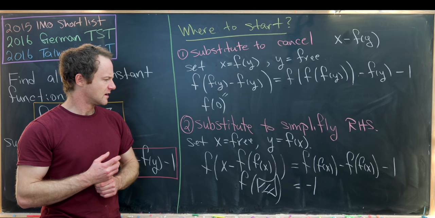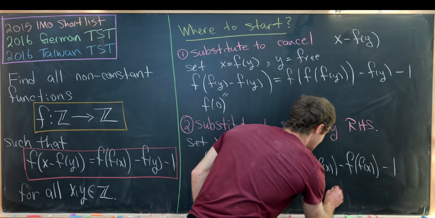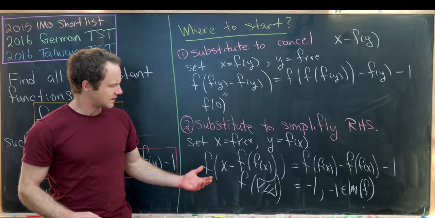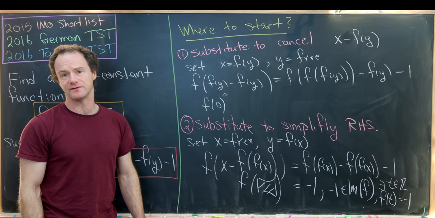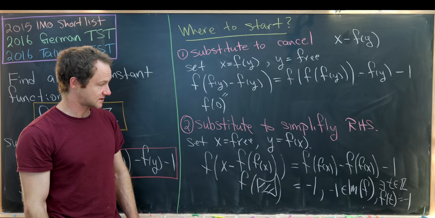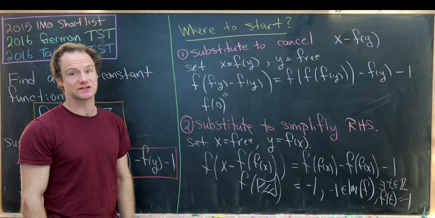Then, taking as little as we can out of this equation, we see that negative 1 is an element of the image of f. But what that means is that there exists some integer, I'll call it t, such that f of t equals minus 1. And perhaps there are lots of integers. Maybe all integers that can be written in the form x minus f of x will definitely satisfy this equation. Maybe there are lots, maybe there's only one, but there is at least one.